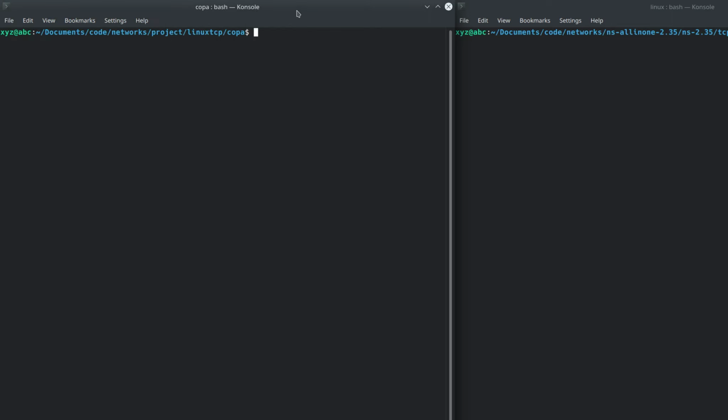Alright, hello. So today I'm gonna be giving you a quick demo about how my code works. My project was about implementing one congestion control algorithm, and I chose this algorithm, which is called Copa. This was published in 2018.